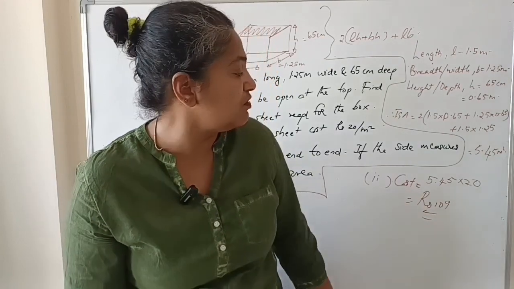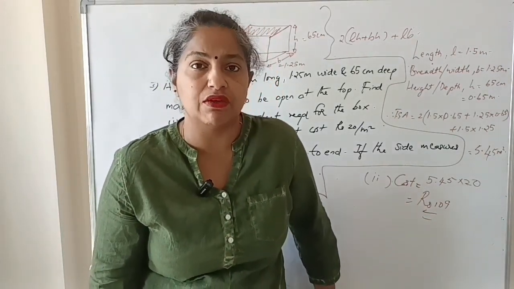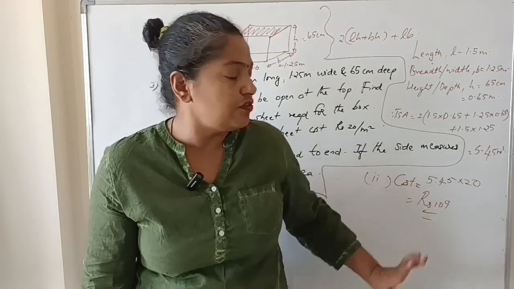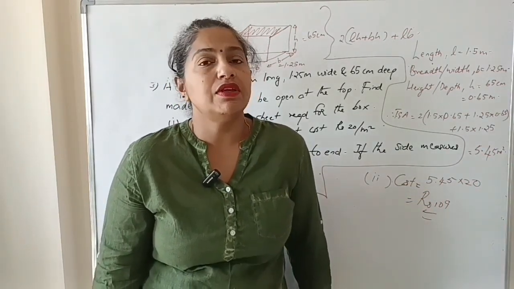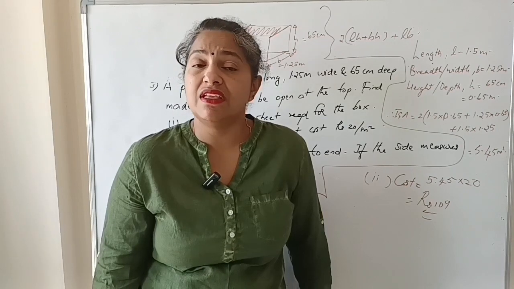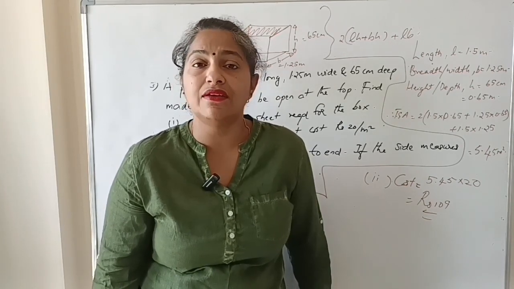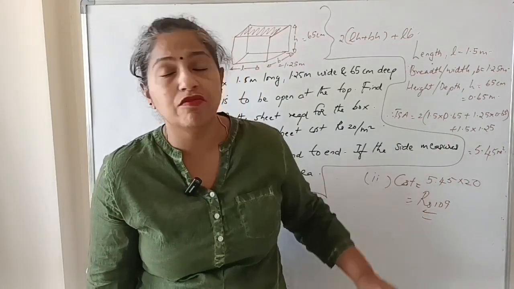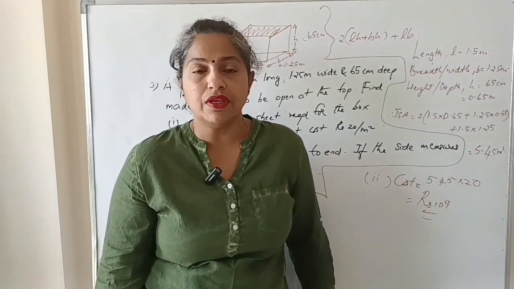Now, the second part is you have to find the cost of the sheet that is required. 1 meter square costs 20 rupees. So 5.45 meters square costs 109 rupees. So in this particular chapter especially, please be careful about the unit and converting one unit into the other, and writing down the proper unit after finishing the sum. Okay.